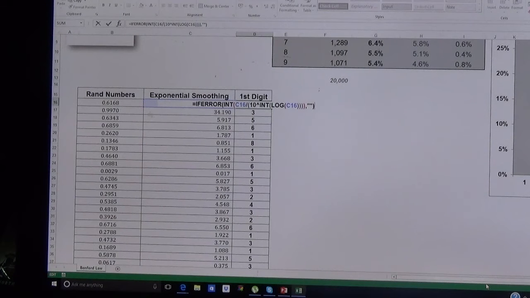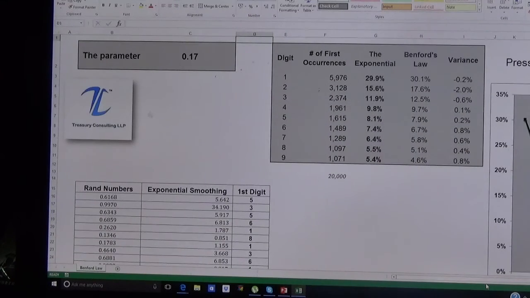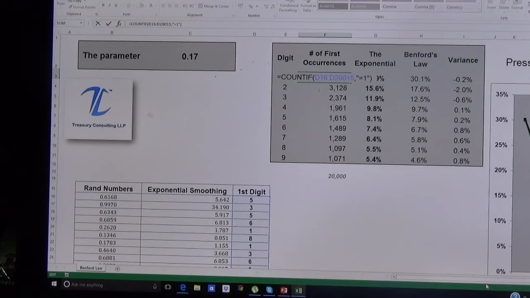Now you have the number, you did the exponential smoothing, and after that you calculate the first digit. Now how to calculate the Benford law? This is not very difficult. You know that out of 20,000 there would be several 5s, several 3s, except 0, because Benford disrespects 0. So you just use the formula COUNTIF: this equals 1, this equals 2, 3, 4, 5, 6. Rather than wasting your time on 20,000 numbers, you divided this into 9 parts, because if Benford disrespects 0, then you divide this into 9 parts.